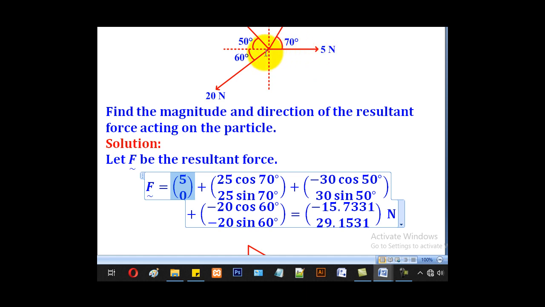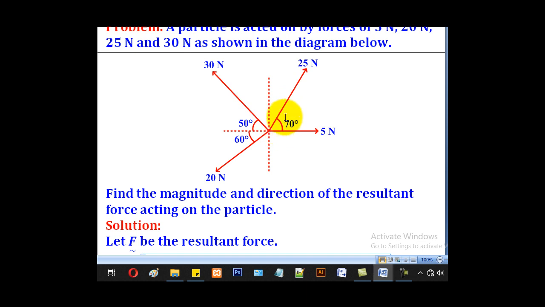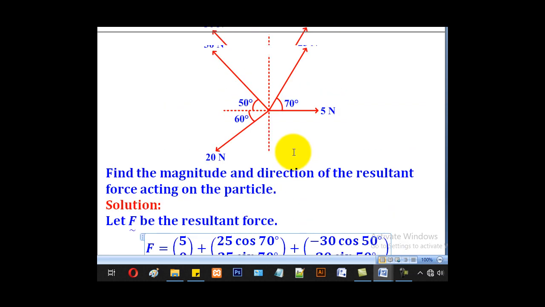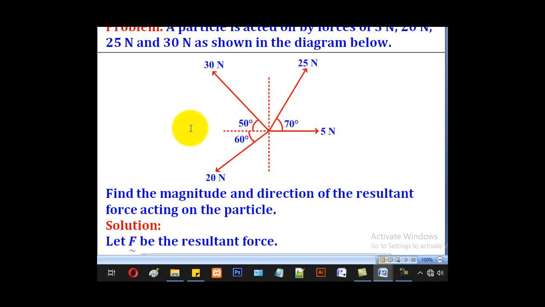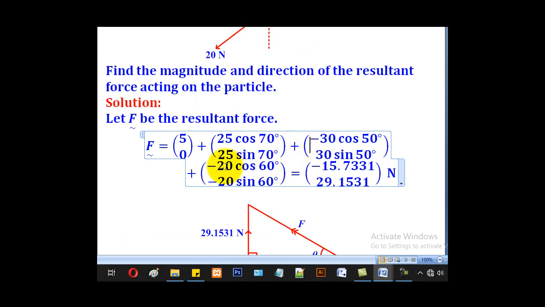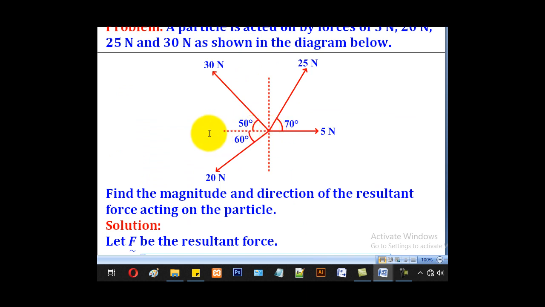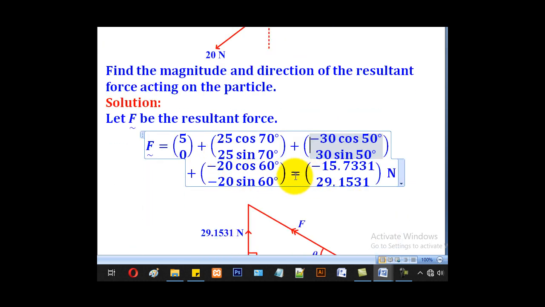For the 5 newton, it is entirely horizontal, meaning all the 5 is horizontal, vertical component is 0. For 25, the angle to the horizontal is 70, so the horizontal will be 25 cos 70, vertical will be 25 sine 70, which is that. For the 30 newton, horizontal is going this side, meaning it will be negative 30 cos 50, vertical is going upwards, meaning it will be positive 30 sine 50, which is that. Then for 20, horizontal is going to the left, meaning it will be negative 20 cos 60. Vertically it is going downwards, meaning it will be negative 20 sine 60, which is what we have got.